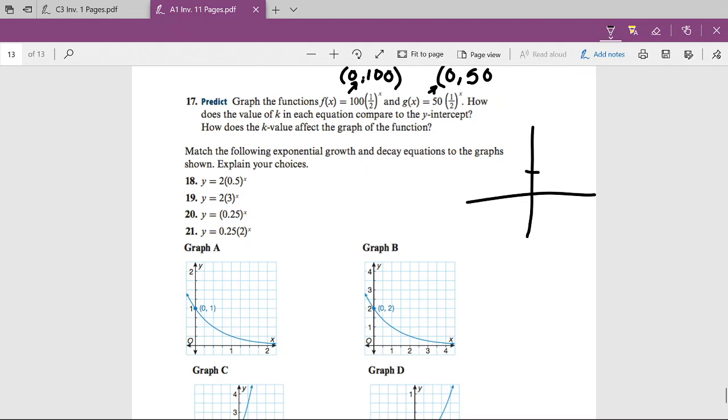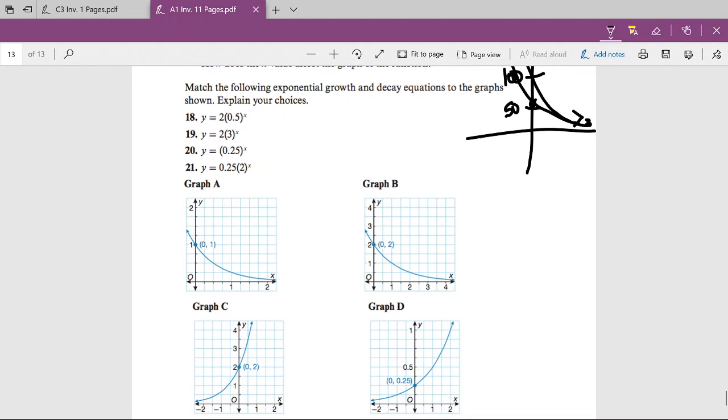If we had this, here's 50 and here's 100, a very simple graph of this would say our first one, f of x equals 100(1/2)^x, looks something like this, decaying as we go. And my next one would also decay, but it would hit the y-axis at 50. Okay? Make sure that you graph those. That's part of this investigation. Go ahead and graph those, and you can see the difference between the two.